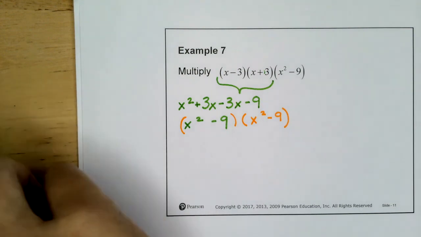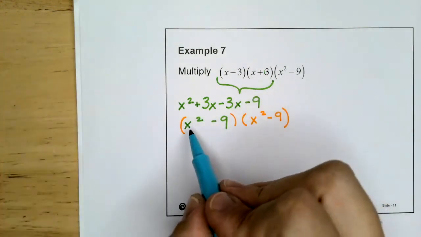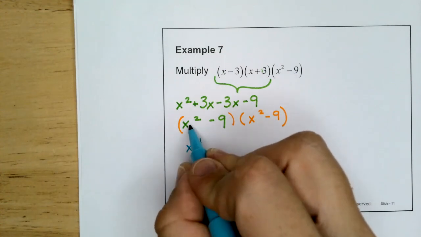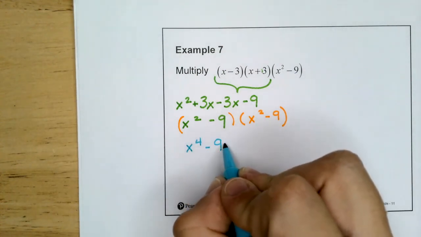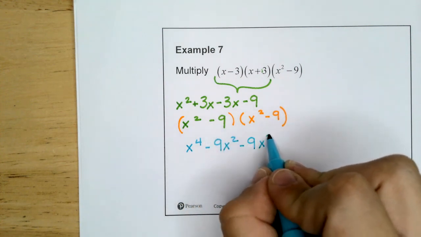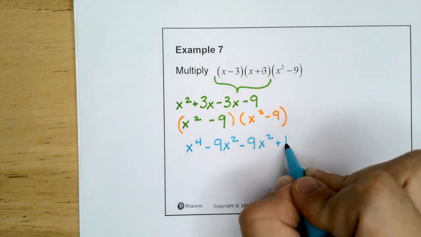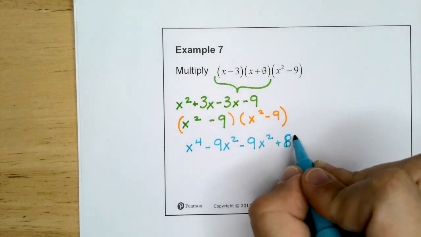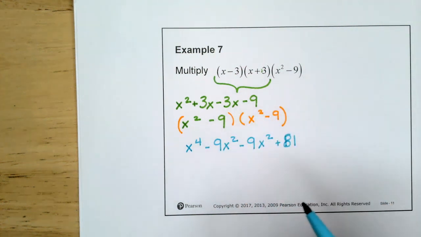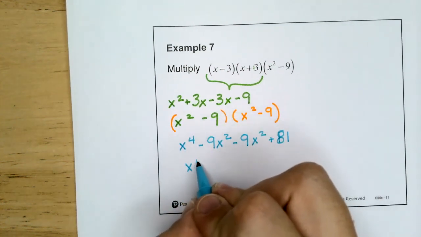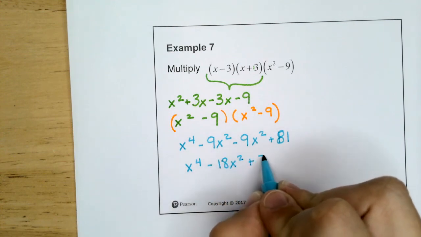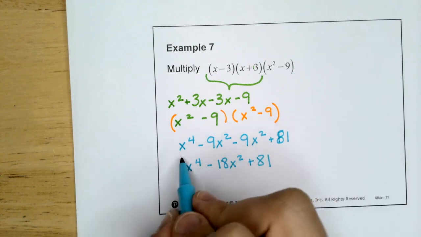Okay, that becomes, first is x to the 4th. Outside is negative 9x squared. Inside is negative 9x squared. Last is plus the square of 9, which is 81. 9 times 9 is 81. x to the 4th minus 18x squared plus 81. Final answer.